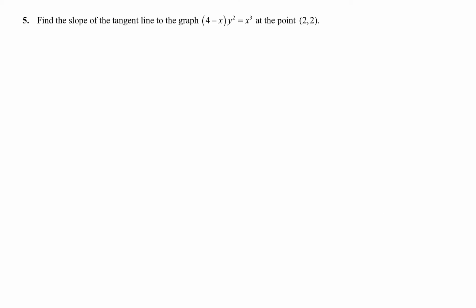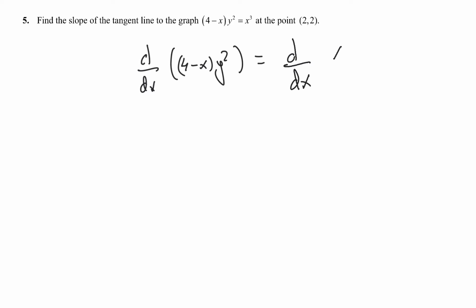Okay, now problem 5 says find the slope of the tangent line. So we need to find first the derivative. Well, we need to find the derivative of y with respect to x. And we need to set up for the point 2, 2. So the derivative with respect to x of 4 minus x multiplied by y squared equals the derivative with respect to x of x cubed.